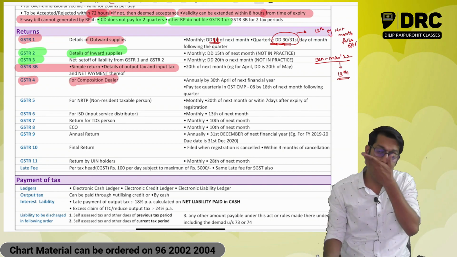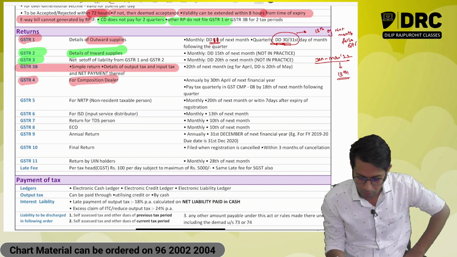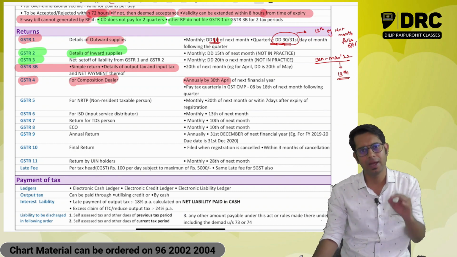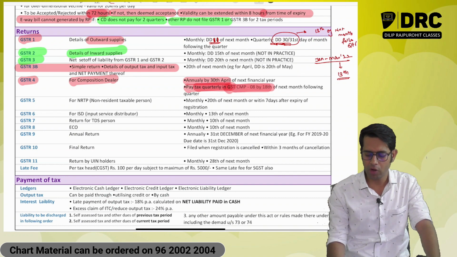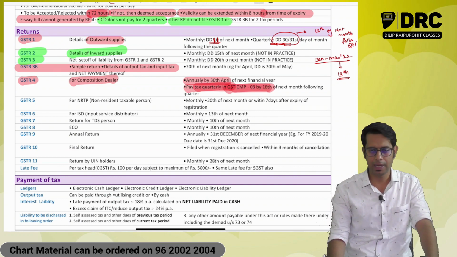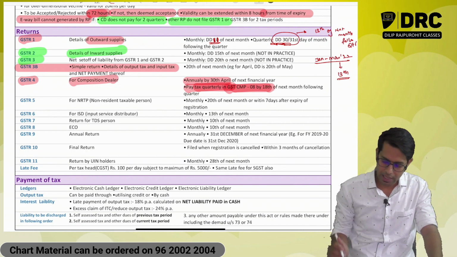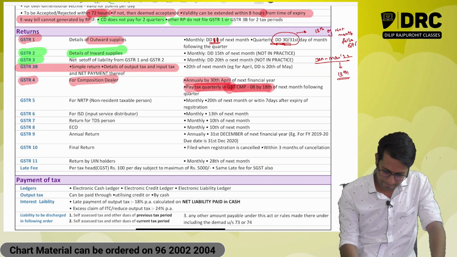GSTR4 is a return which is required to be filed by a composition dealer. It is required to be filed annually by 30th April of next financial year, and payment of taxes is required to be made by him on a quarterly basis by using form GST CMP 08. Due date is 18th of next month following the quarter.